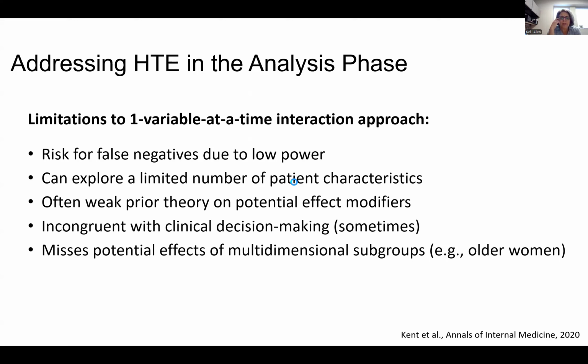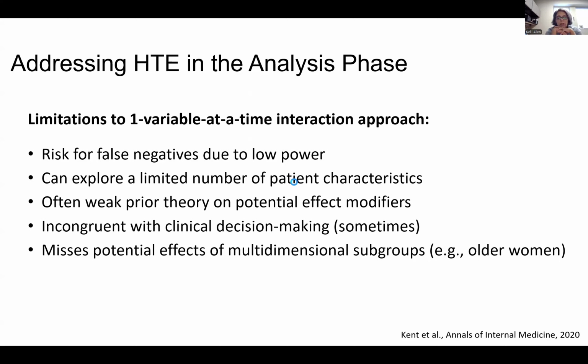Obviously, you can only explore a limited number of patient characteristics, also due to sample size and statistical power. And then along with that, we often don't have good prior theory on what those effect modifiers can be. So, let's say, well, we think it might be age, we think it might be socioeconomic status or whatever we pick, but we don't really know. Sometimes you might, and so that's a good time to use this sort of approach. But you have to come at it with the understanding that we might not know what's really driving effect modification.